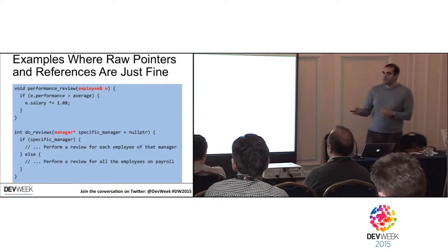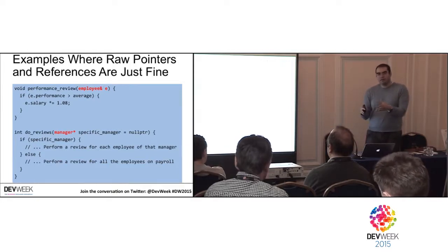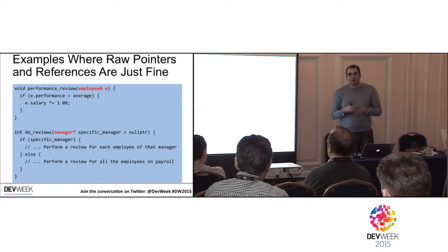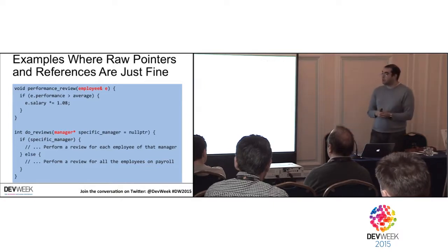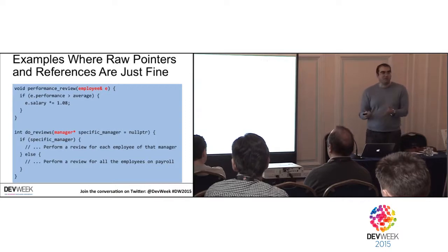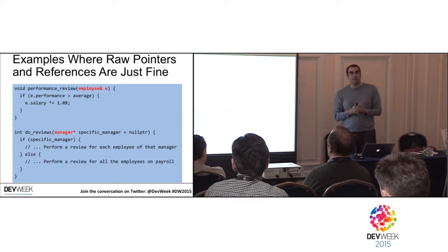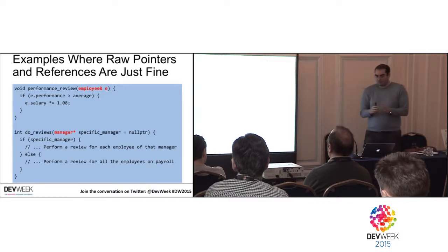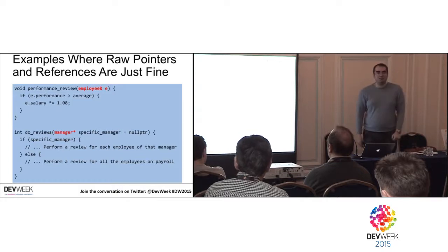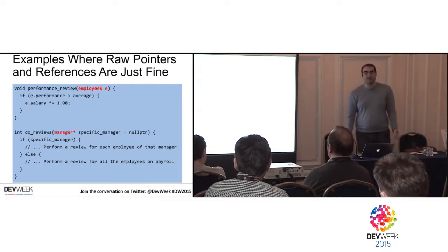Do reviews takes a manager, does something with the manager object and the employees of that particular manager, and returns. It does not destroy the manager, hopefully. It does not take ownership over the manager object, and so it doesn't need a smart pointer. It all really boils down to that. If the function doesn't need to take ownership, it doesn't need a smart pointer.